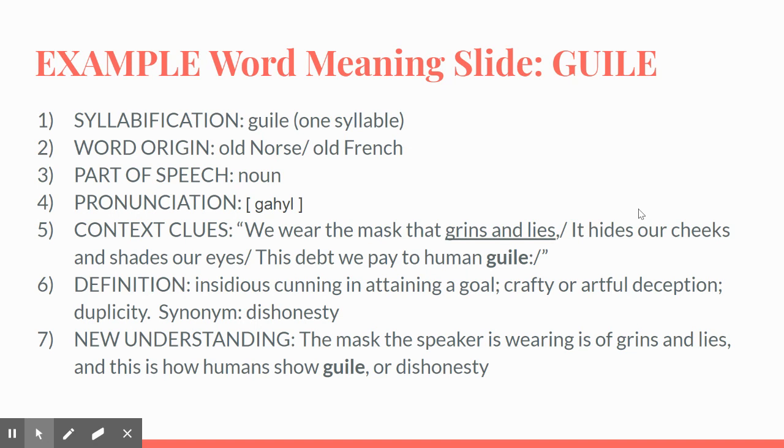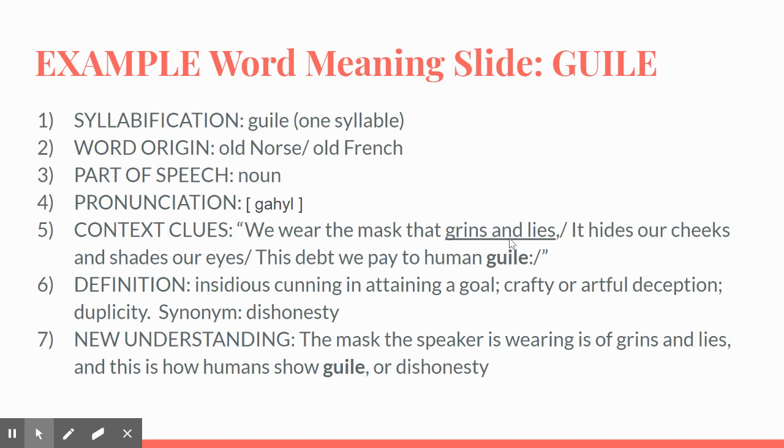Context clues. I copied and pasted this sentence, actually the sentence before it and the sentence that it was in, because I think the sentence before it has a context clue. We wear the mask that grins and lies. It hides our cheeks and shades our eyes. This debt we pay to human guile.